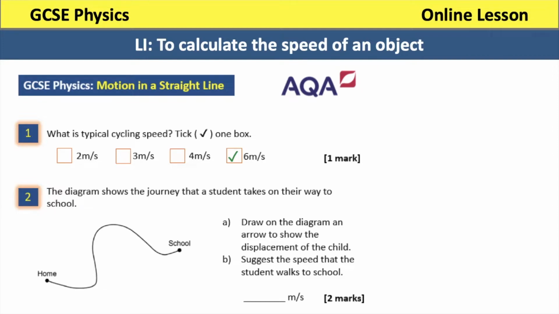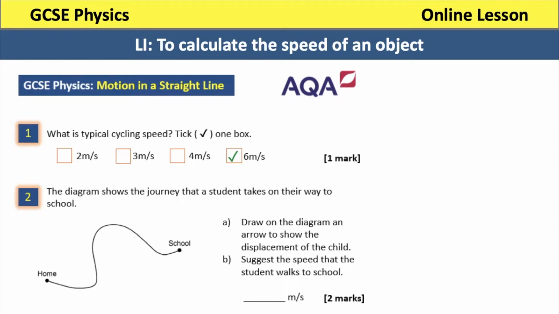Question number 2, the diagram shows the journey that a student takes on their way to school. Now we've been asked to draw on the diagram an arrow to show the displacement of the child. Displacement we talked about in our last video, which was about scalars and vectors. Displacement is a vector, so we can show it using an arrow.